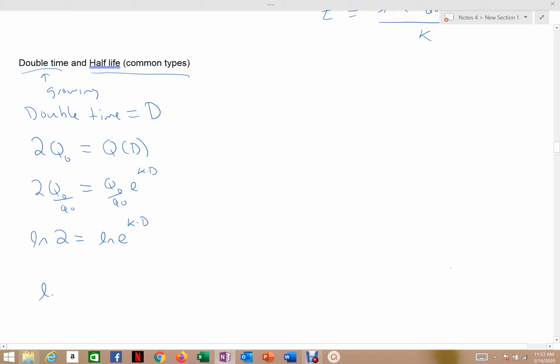So I get the natural log of 2 equals k times my doubling time. And so now it's whichever one I'm solving for. So if I want to find k, if the problem gave me a doubling time and I want to solve for k, I take my natural log of 2 and divide by my given doubling time. And that's my growth constant.